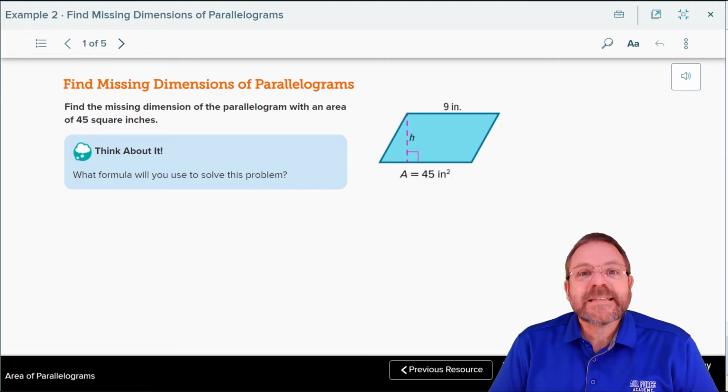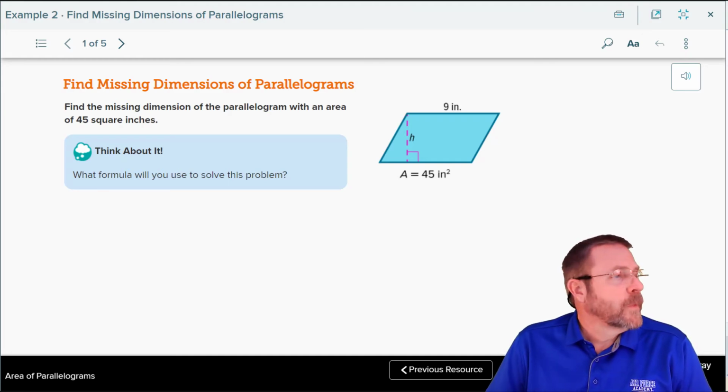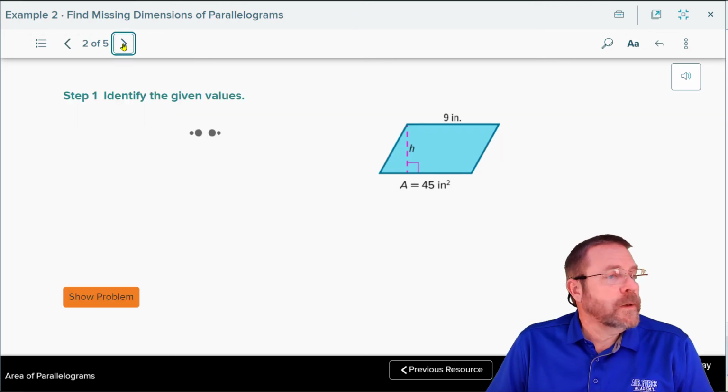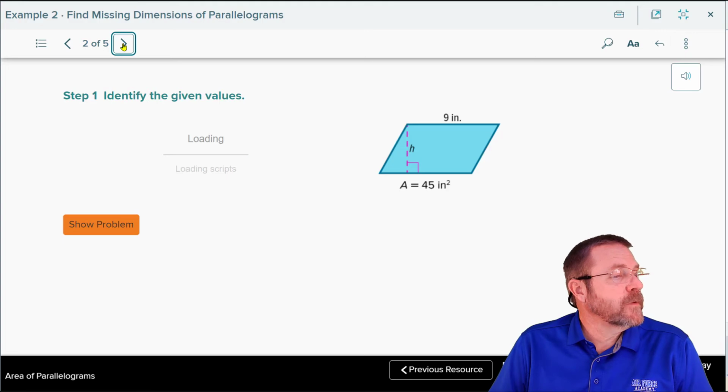Now this problem is stepping up the game on you a little bit, because for this one, they give you the base and they give you the area, but they want you to find the height. And while that seems a little overwhelming, you already know how to do everything that we're doing for it. So the first thing we're going to do again is write down that formula. Actually, they say let's identify the given values first.